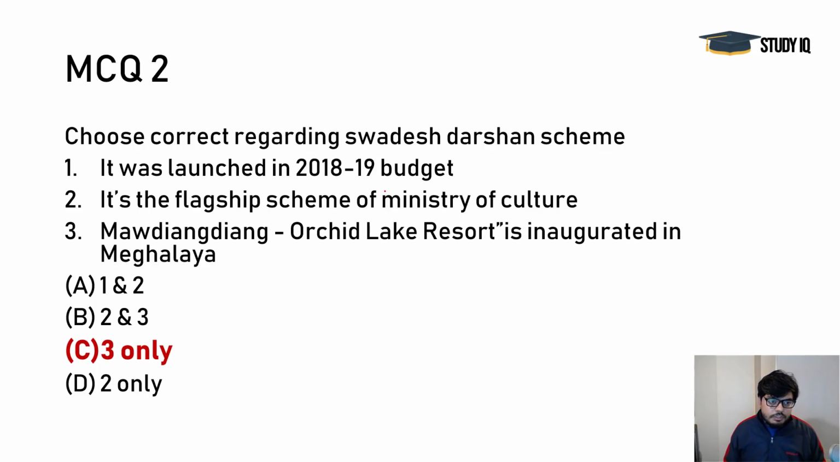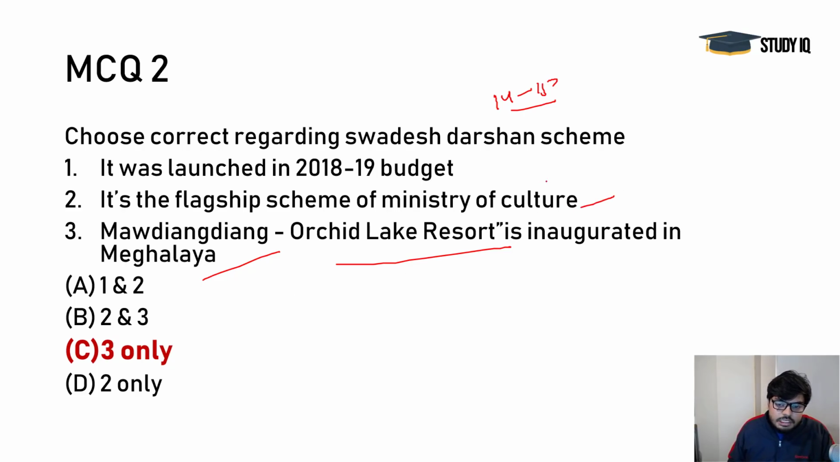Next MCQ was regarding the Swadesh Darshan scheme. As I told you, this scheme has been going on from 2014-15, and the first project of the Swadesh Darshan scheme in the northeast was in the state of Meghalaya. The Orchid Lake Resort was inaugurated there. It is not the flagship scheme of the Ministry of Culture, it is a scheme of the Ministry of Tourism. Now the first option says it was launched in the 2018-19 budget. No, as I told you, it started way back in 14-15. So 3 only is the correct answer here.